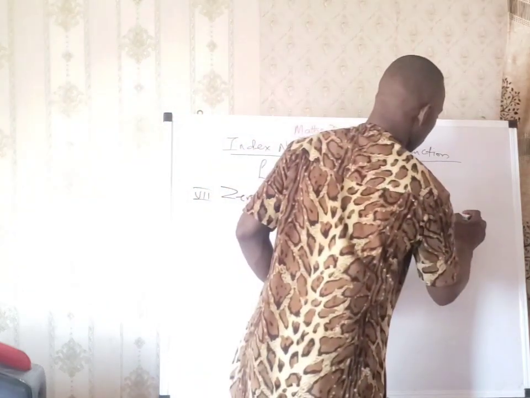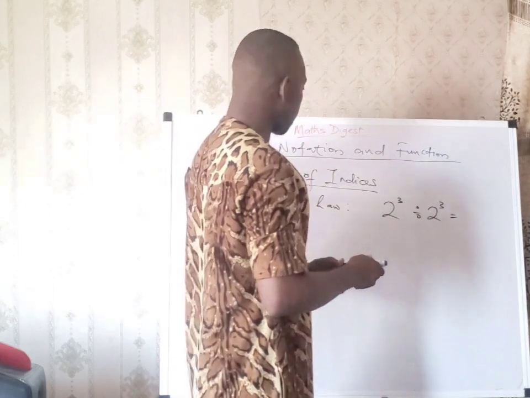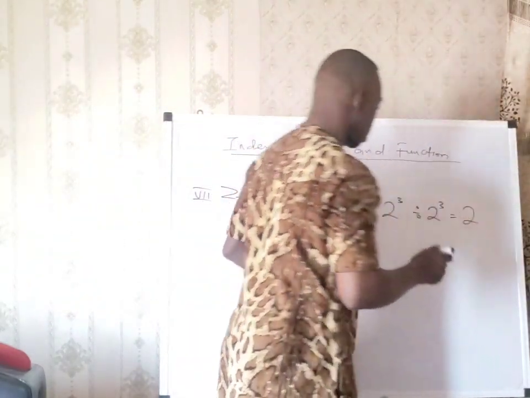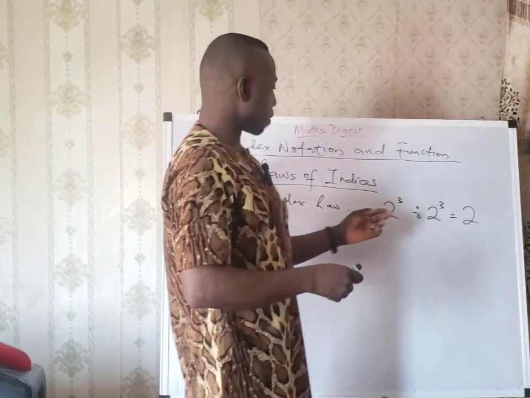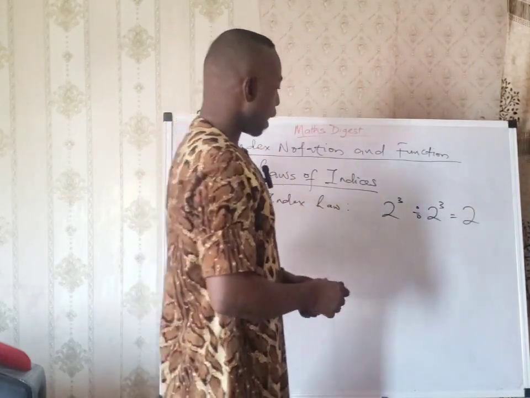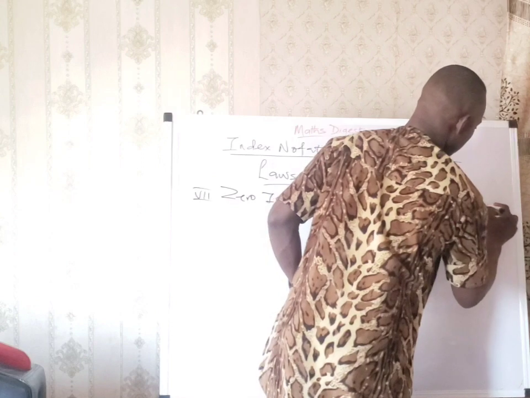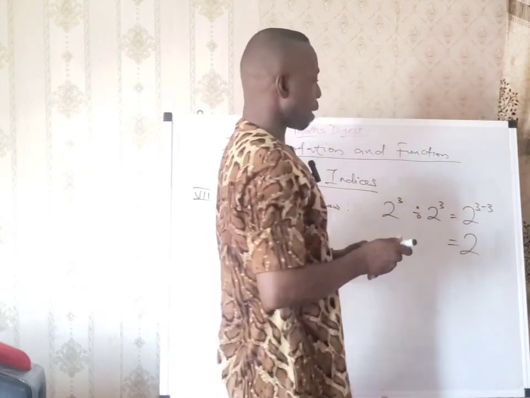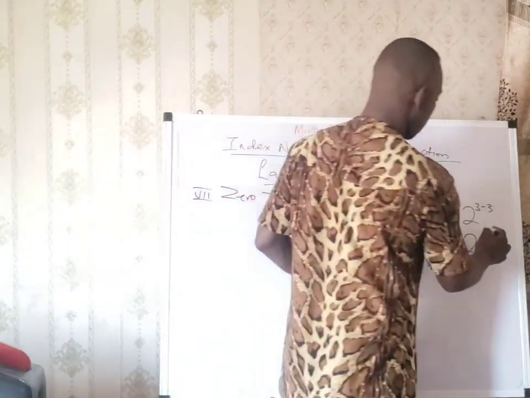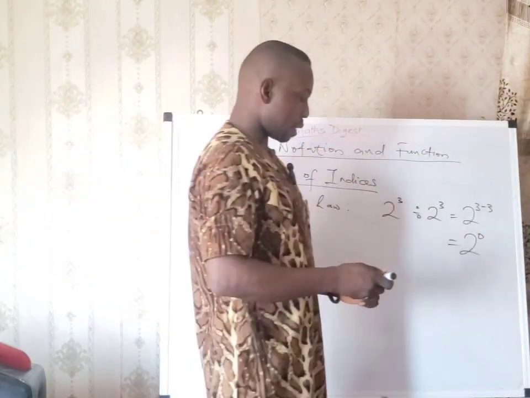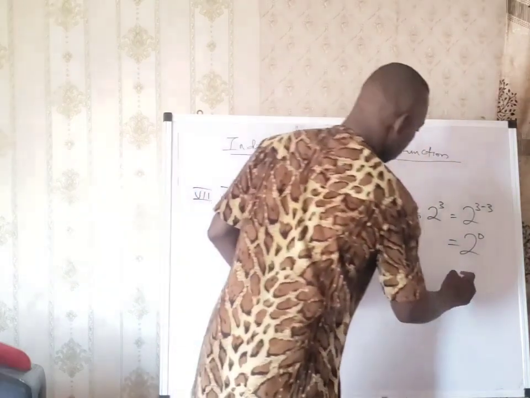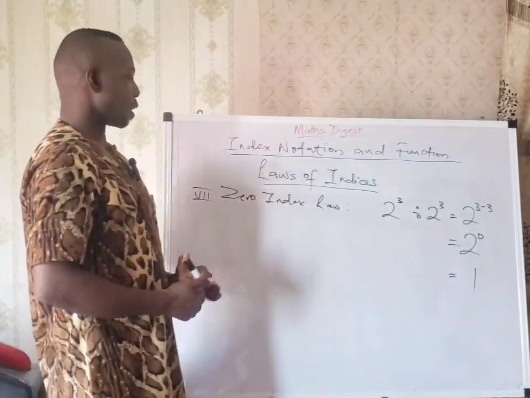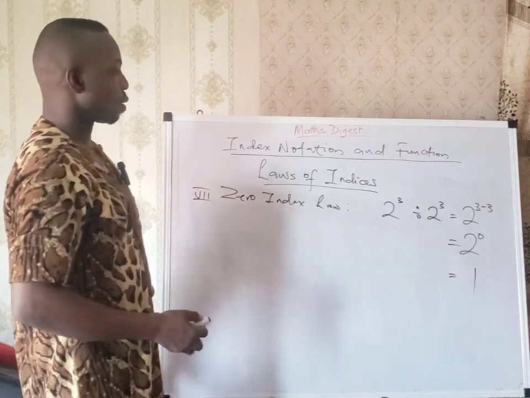So whenever you have such, the division rule says that we can take the difference of the powers, and with this we have 3 minus 3, and this will give you 2 raised to power 3 minus 3, which is 2 raised to power 0. Once you have it like this, it means that all of this quantity is equal to 1. That is the zero index law.